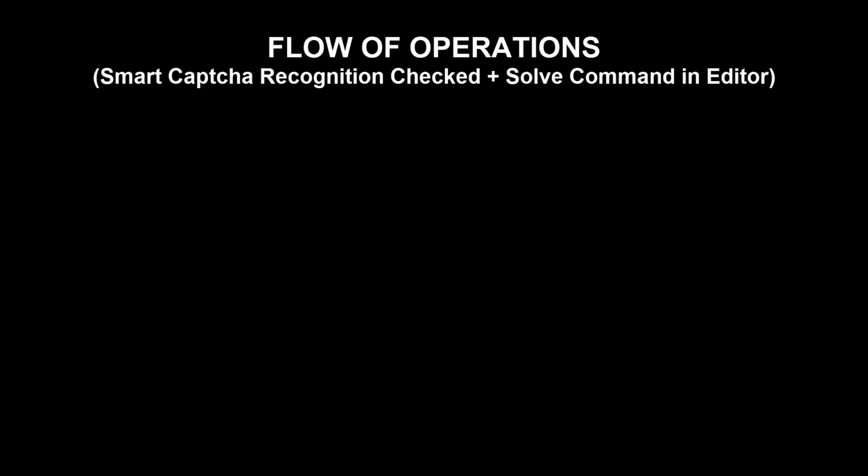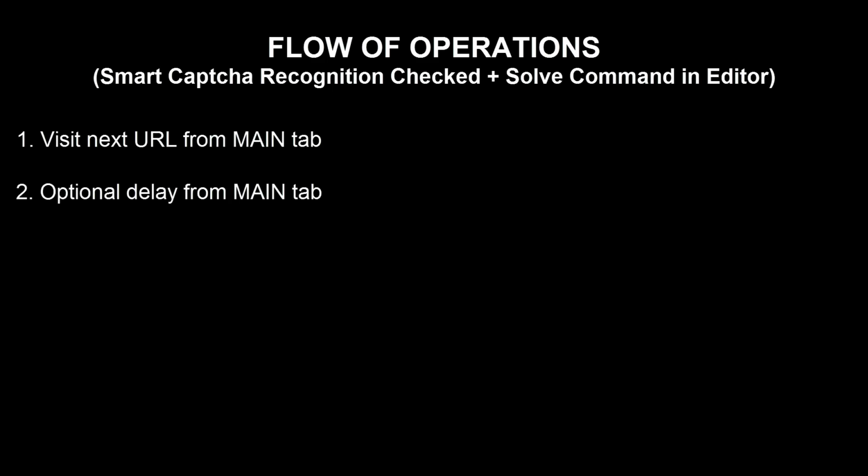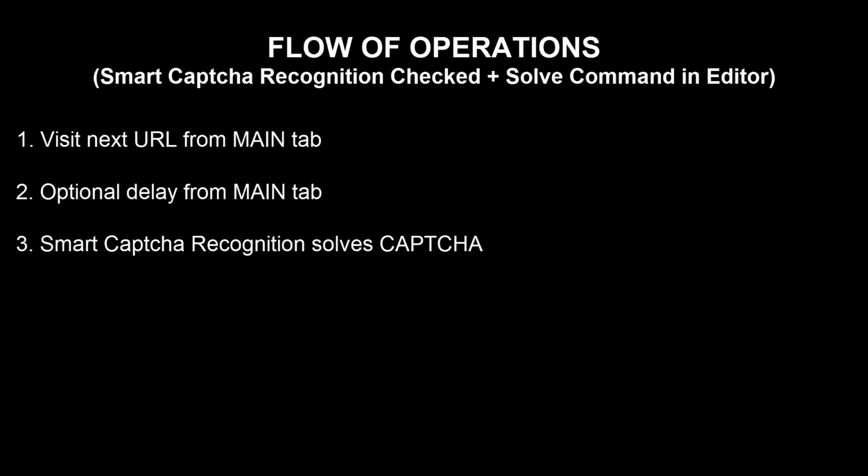First, the bot will visit the next URL from the list added in the main tab. Then comes the optional delay set in the main tab. And then the bot will execute all the commands from the script editor. This time we only have one, which is of course a solve command. But since Smart CAPTCHA recognition checks for CAPTCHAs on the page before every single command added, it will find the CAPTCHA image and solve it.